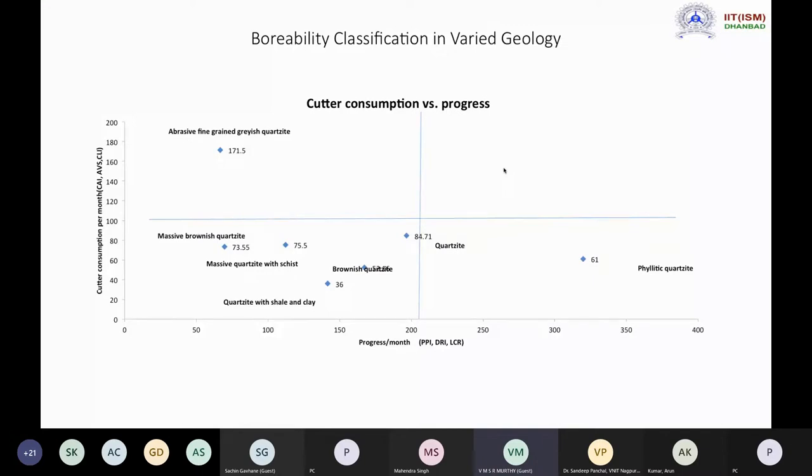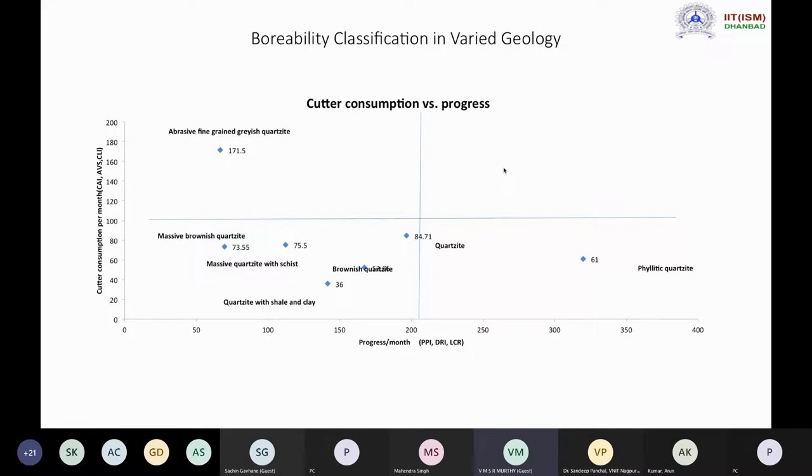You will find most of the rocks fall in the quadrant nearer to the origin, where the progress per month is less than 200 meters and the cutter consumption is less than 100. Most of the massive brownish quartzite, quartzite with schist, and quartzite with shale and clay are relatively softer rocks, with low cutter consumption and reasonably good progress. But if you look at the real progress, the phyllitic quartzite has given us the maximum progress, whereas the lowest progress per month has been recorded by the abrasive rocks that we could encounter in the testing.